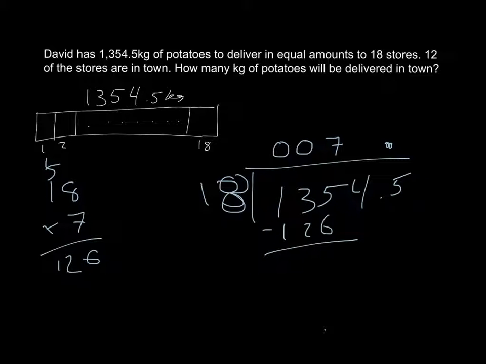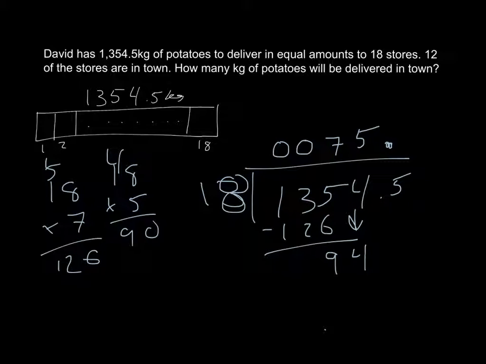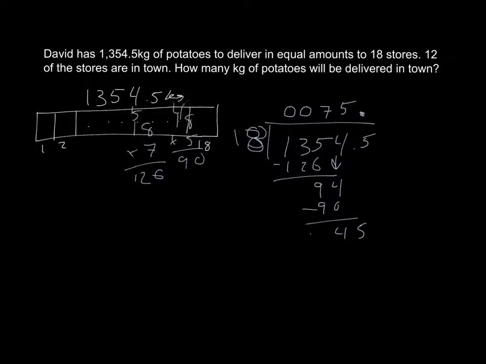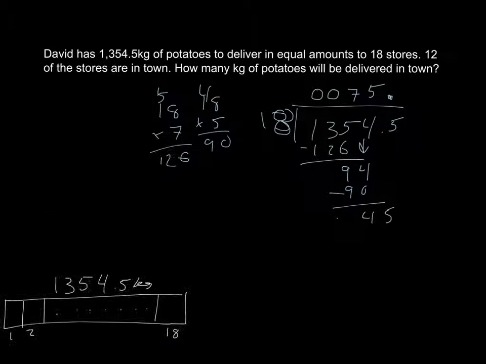Bring down my numbers. I have 9, bring down the 4. Again, I'm going to estimate. 18 goes into 94 about 5 times, using 20 as an estimate and 100. 18 times 5 is 90. And I'm going to need to slide this up. I'll move that out of the way so you can still see it.